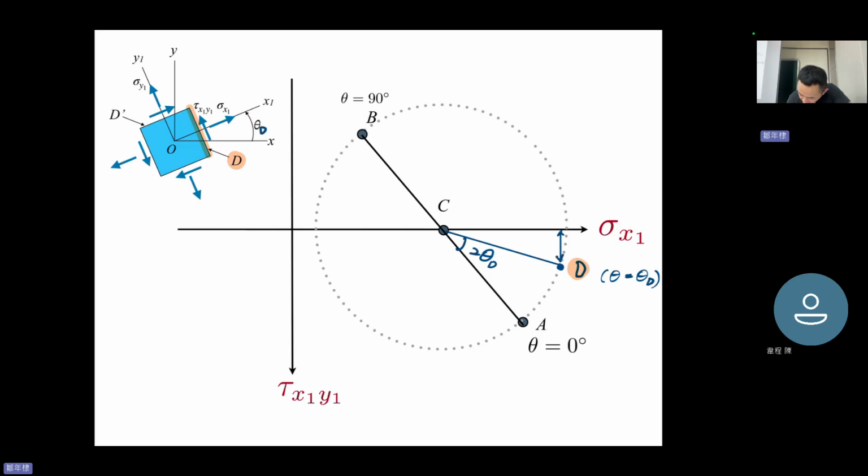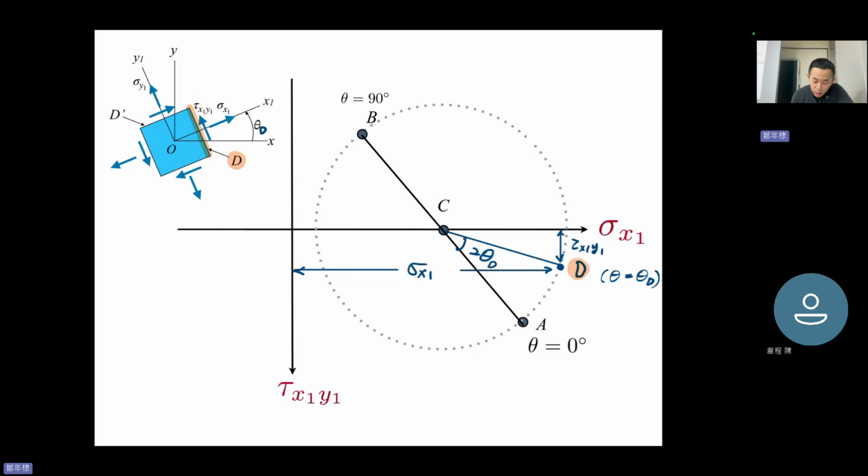Okay, so you got sigma x1 and tau x1 y1. This value and that value will be these two values. Okay, very easy.